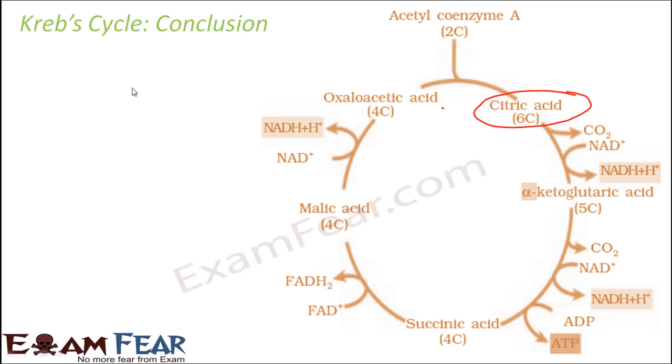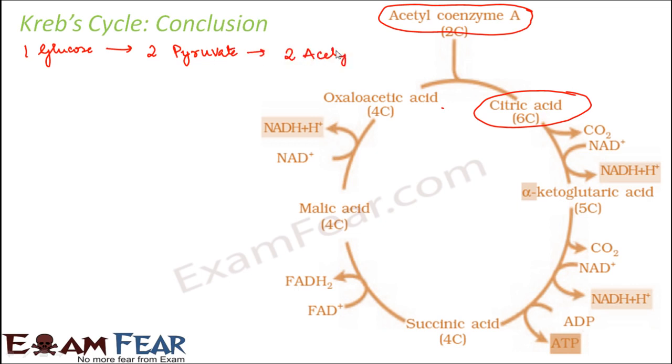Now, if you remember, in the previous step, that is in pyruvate oxidation, 2 molecules of acetyl coenzyme A were formed, right? Because during glycolysis, 1 glucose gave rise to 2 pyruvic acid or 2 pyruvate. And again, each pyruvate gave rise to 1 acetyl coenzyme A. So 2 pyruvate gave rise to 2 acetyl coenzyme A. Now each acetyl coenzyme A is going through this cycle. So when 2 acetyl coenzyme A go through the cycle, everything will get doubled. So let us see what all is produced by 1 acetyl coenzyme A.